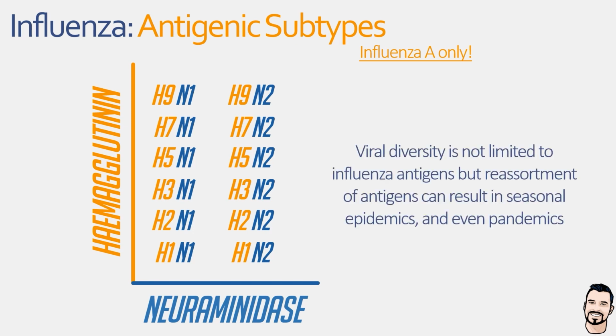Now, there aren't just differences in the surface antigens of influenza. Due to the nature of the genome, diversity is seen in all aspects of the influenza virus. However, it is these antigenic changes which are key because they alter how our immune system perceives and recognizes the virus, meaning changes can lead to seasonal epidemics and even pandemic variants.